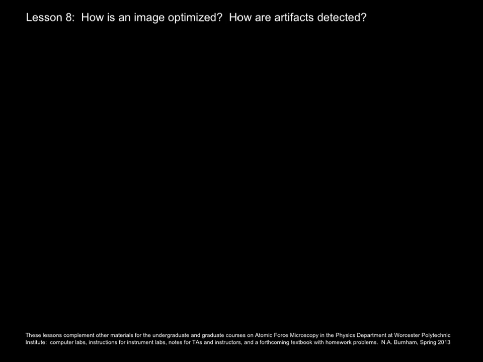Now that we've talked about feedback and tip imaging, let's move on to the broader question of how you can take the best possible image and how you can be on the lookout for artifacts in that image. You'll find that there'll be a lot of choices, and most of those choices will have some kind of advantage and disadvantage. Let's take a look at them now.